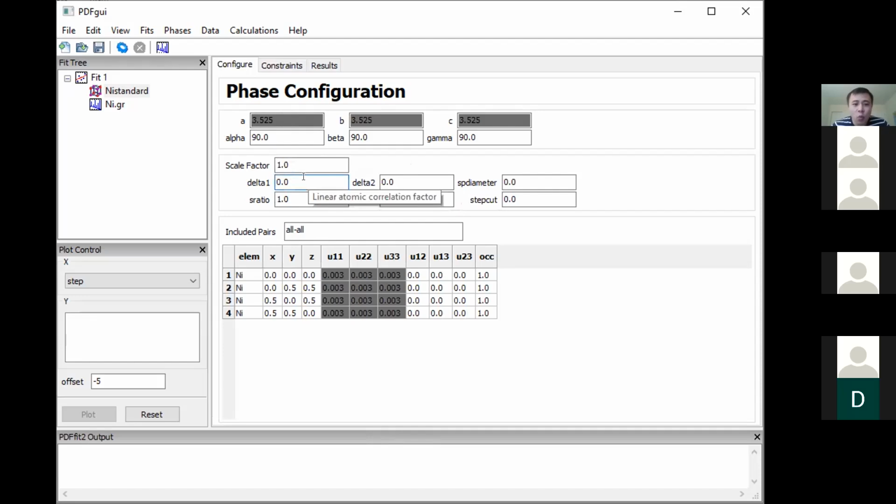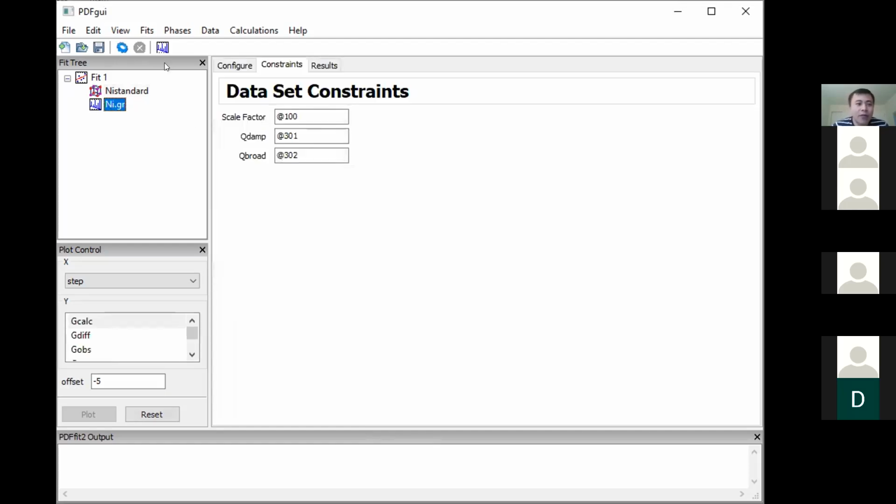And this delta 1 and delta 2, so if you hover your cursor around, you'll see it says linear atomic correlation factor, right? And this is a quadratic atomic correlation factor. It's an atomic correlation factor. It contributes to the narrowing of the first peak.